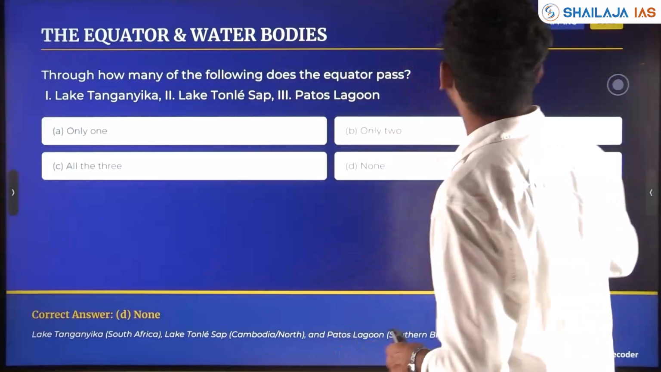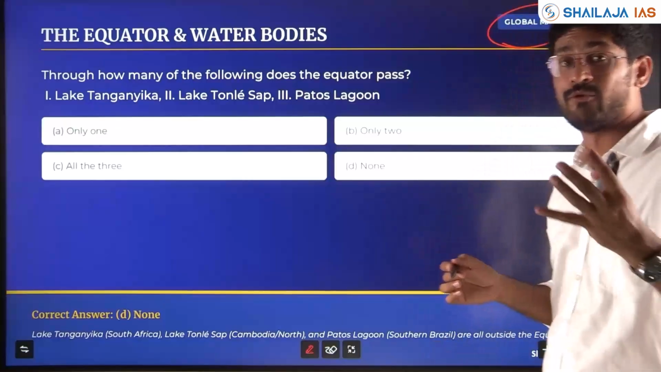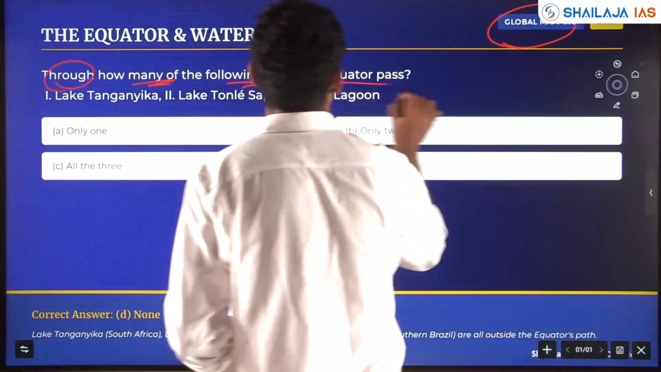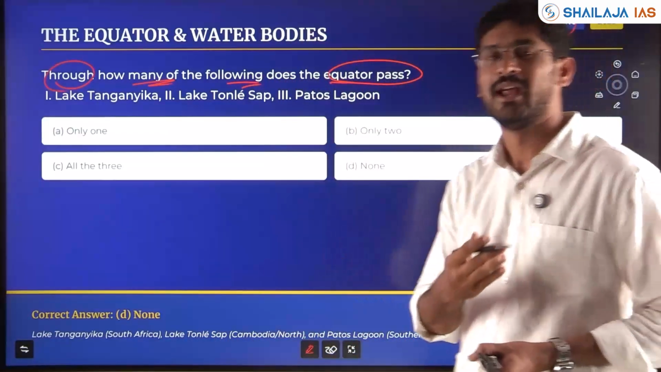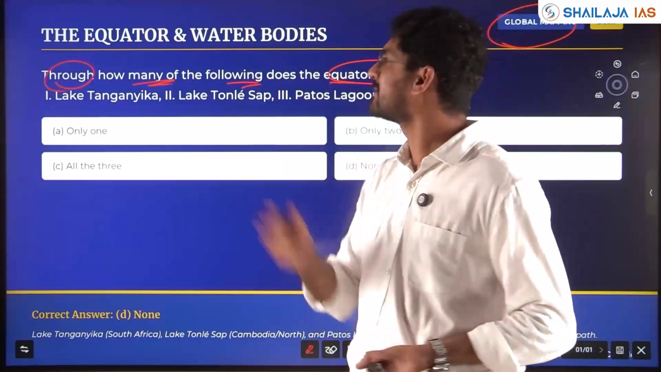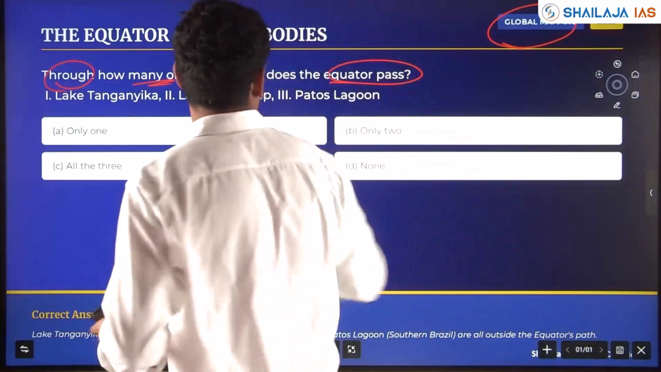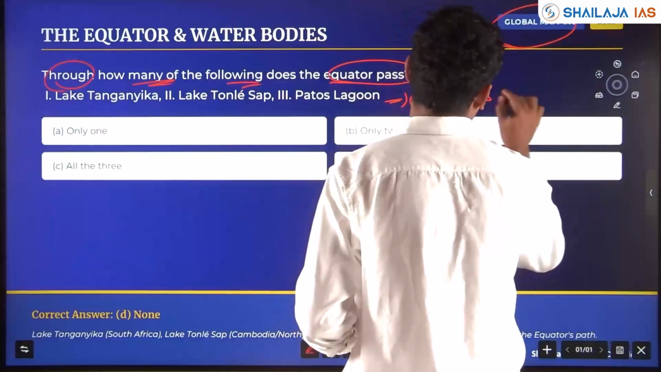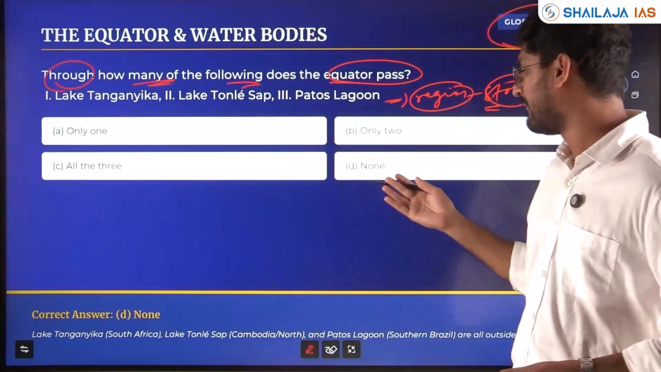Next, again with respect to global mapping, asked in 2025, 4th question, sir. Through how many of the following does the equator pass? One of the favorites: Tropic of Cancer passes through which region? Tropic of Capricorn passes through which region? Important global lakes linked with equatorial passing, whether it is passing or not. You have to know roughly where this region is, which state, which country. All these are African, right?